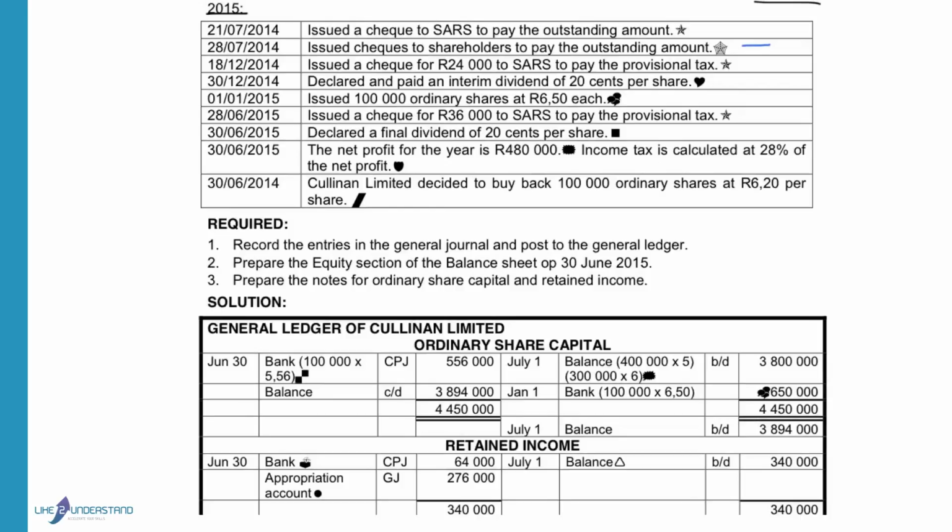An interim dividend is always paid immediately, so the bank is credited and shareholders for dividends is debited with 140,000 to indicate that this money was paid immediately.